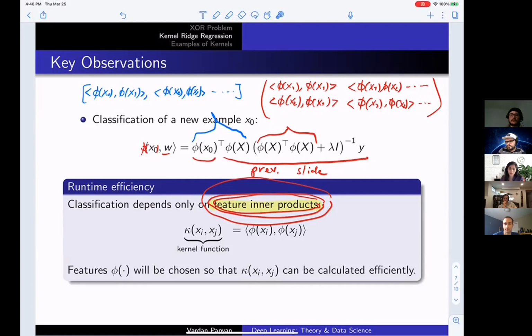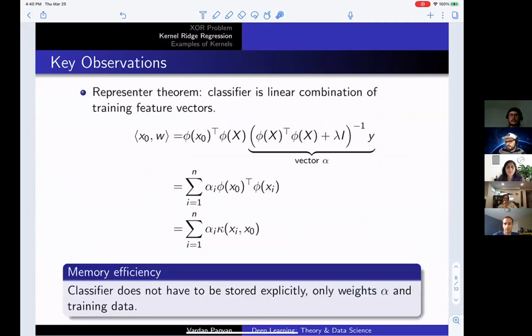I think the examples should answer your questions more concretely. But before we get to the examples, there is this important observation to be made here. There is a very important theorem in kernels, which is called the representer theorem. And this theorem says something quite simple.